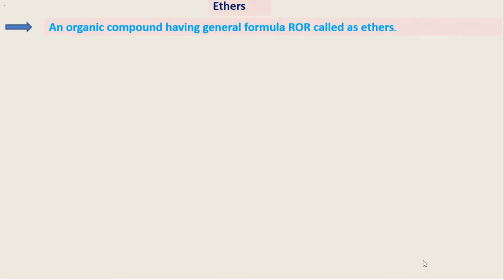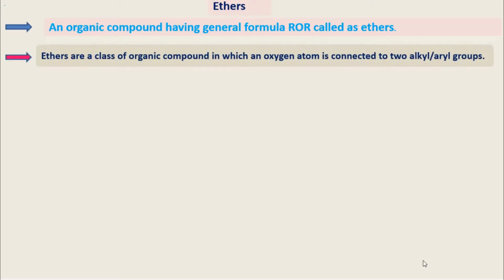First topic, ethers. What are ethers? An organic compound having the general formula ROR is called an ether. R is an alkyl or aryl group. That means oxygen is connected with two alkyl or two aryl groups. Ethers are a class of organic compounds in which an oxygen atom is connected to two alkyl or two aryl, or one alkyl and one aryl group.